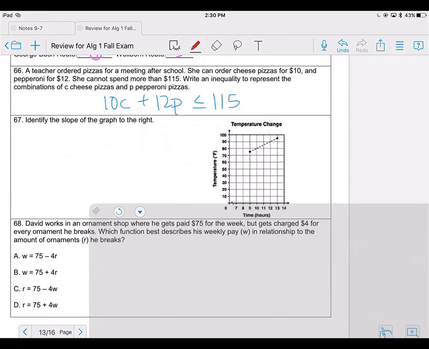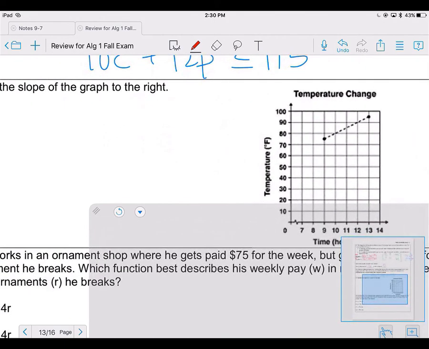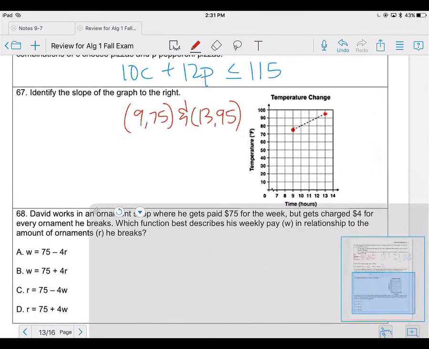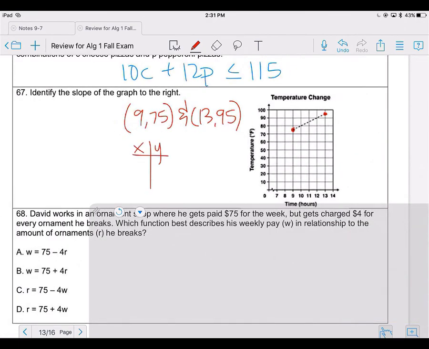67 asks us to identify the slope of the graph to the right. So we have this slope. What I can do is plug in these points. I have this point at 9, 75 and this point up here at 13, 95. So I'm going to put these into stat edit, 9, 13, 75, and 95, and see what my slope is from the calculator.